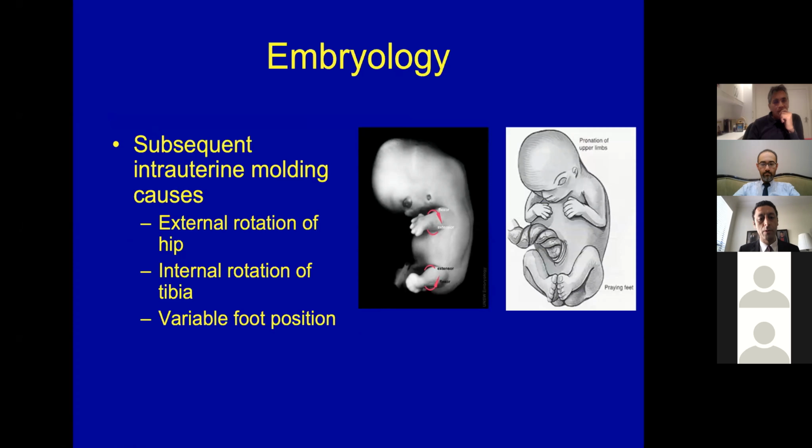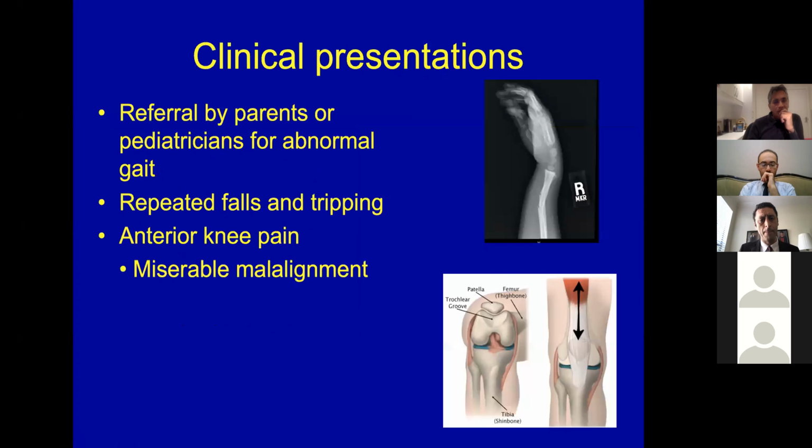Subsequent intrauterine molding causes external rotation of the hip, internal rotation of the tibia, and variable foot positions with metatarsus adductus, clubfeet, or other packaging deformities in children.